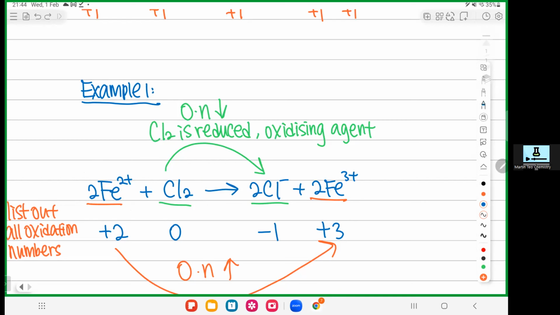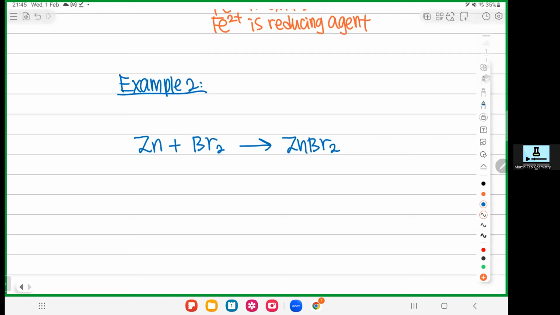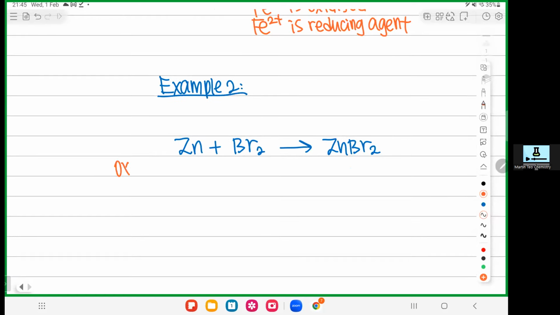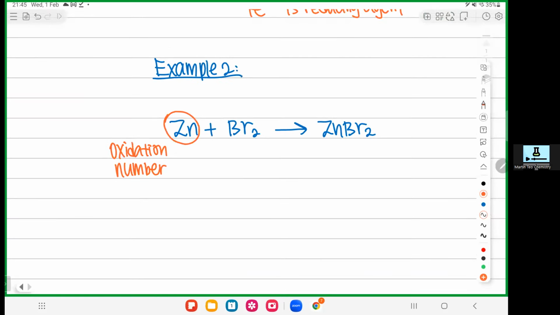All right. So let's say we have zinc, and then we have bromine, and then we have zinc bromide. Okay, so let's do it. Zinc and bromine become zinc bromide. Now can we first list out the oxidation number? So let's list out the oxidation number, and I would like to ask you all to help me with this. So what is the oxidation number for zinc? Anyone can help me? What is the oxidation number for zinc?